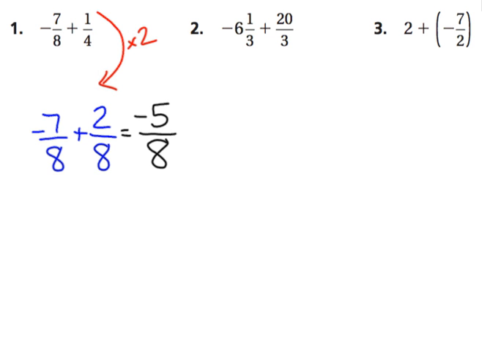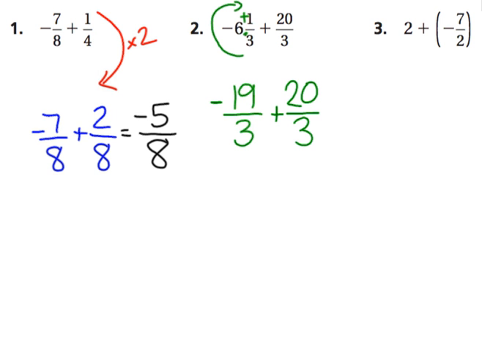Okay, for the second one, I need to rewrite -6 and 1/3 as an improper fraction. So I'm going to multiply 6 times 3 and then add 1. So I'm basically going around this direction, multiplying 3 times 6, which is 18, plus 1 is 19. So that would become 19/3, and it was negative, so I'll leave that negative in front. And then from here, I can bring down 20/3.